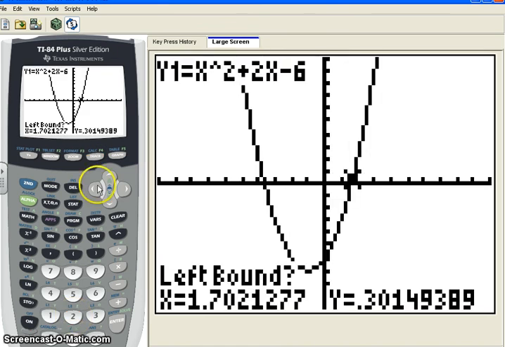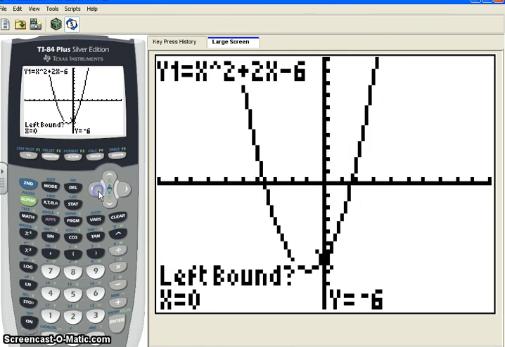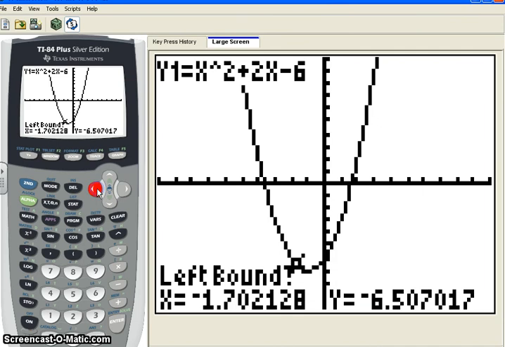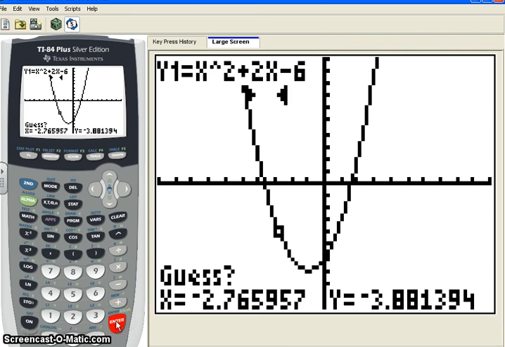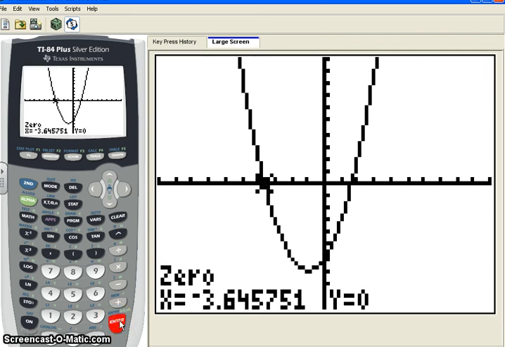And if I wanted the other 0, I do the same thing on the other side. Go to 0, and now I'm going to move my blinking X to the left side of the 0. There we go, I'm to the left of the 0. Hit enter. Now I'm going to move down so that I'm on the right side of my 0. Hit enter, and then enter one more time, and there's the negative 3 number.